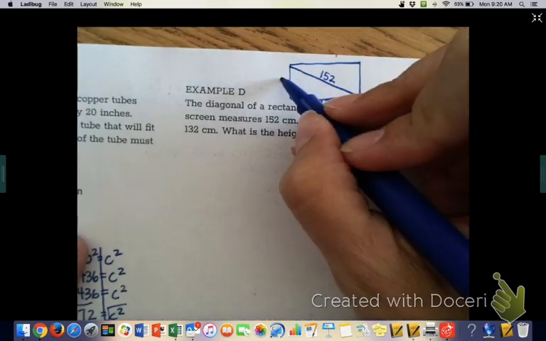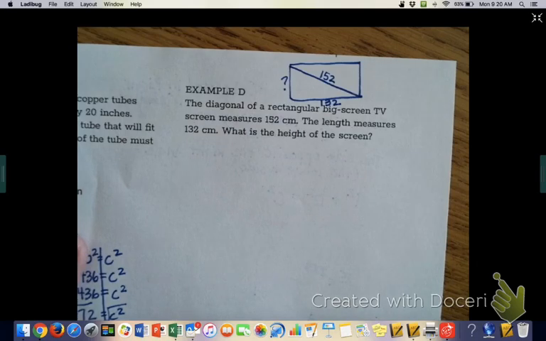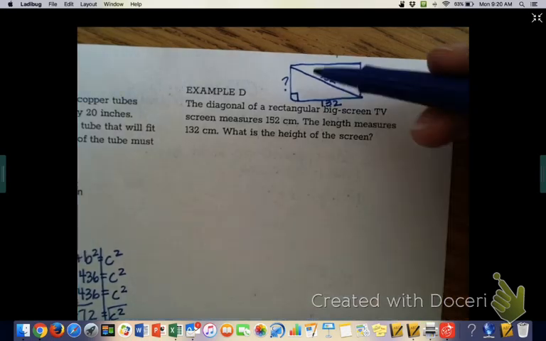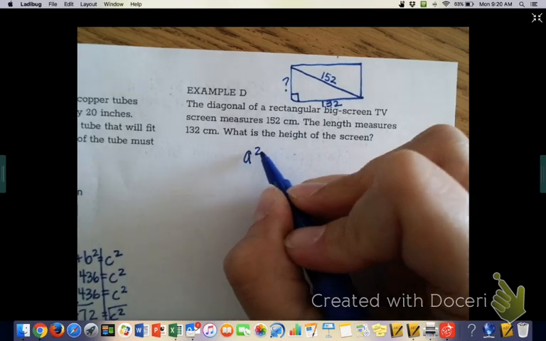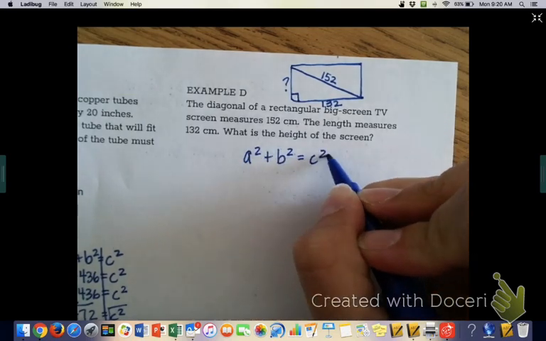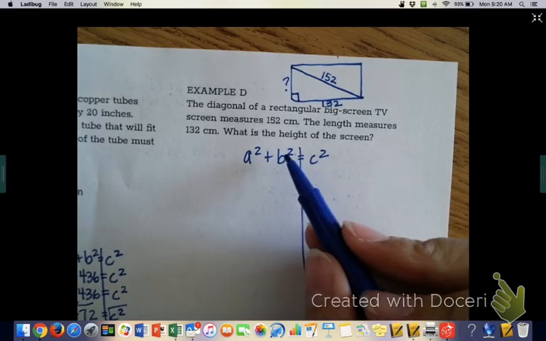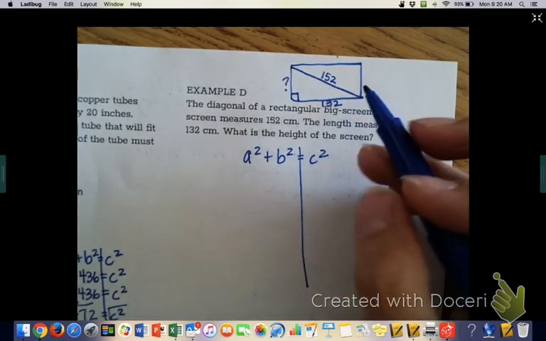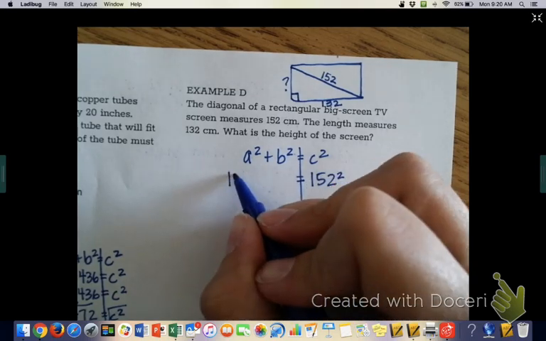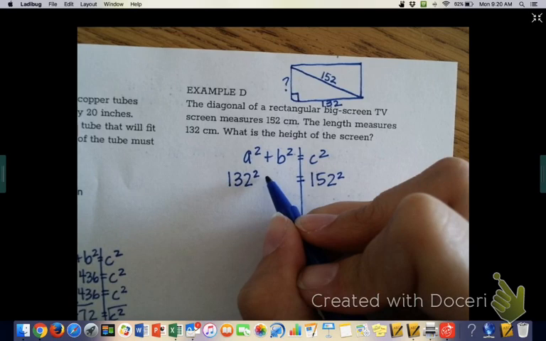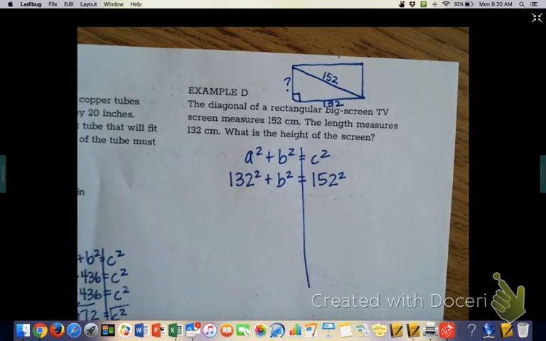What is the height? Okay, it's a perfect Pythagorean theorem. You know that a TV has a right angle. So we are given the hypotenuse, which is the c, and you guys are now going to figure out one of the missing legs. So again, a squared plus b squared equals c squared. This time we have our c squared, which is the long side, 152. And we have one of the legs, I'll just put it for a, and we are missing one of the legs, so I'll keep that called b.